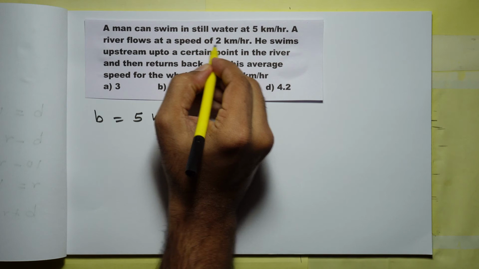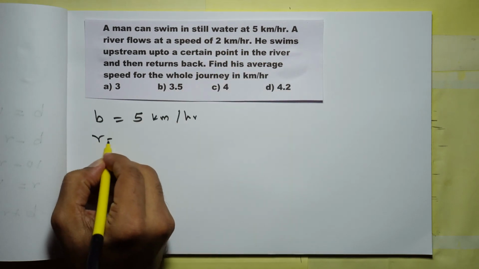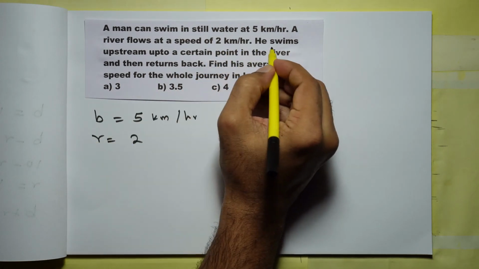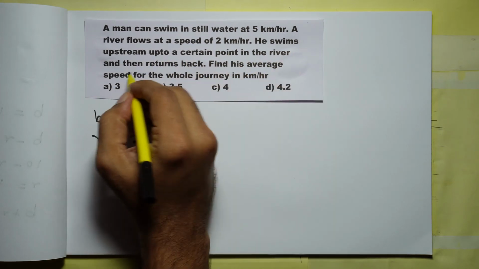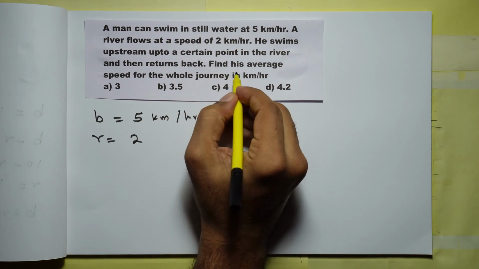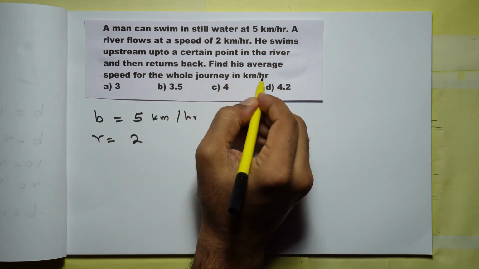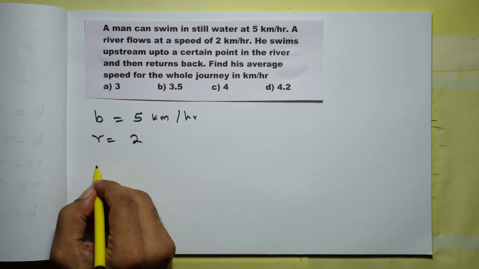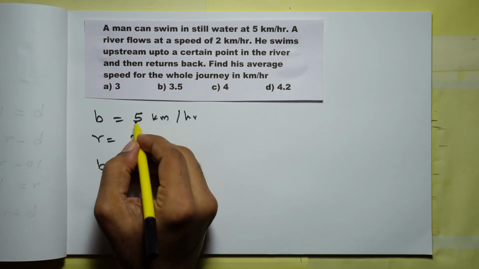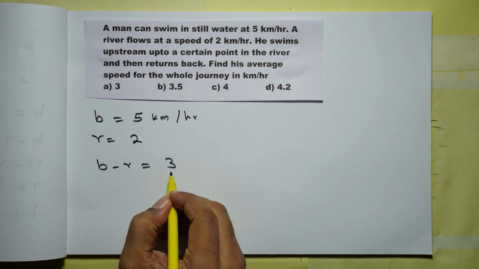A river flows at a speed of 2 kilometers per hour. So R is equal to 2. He swims upstream up to a certain point in the river and then returns back. Find his average speed for the whole journey. So initially he goes upstream. So effective velocity will be B minus R. That is 5 minus 2 will be 3.